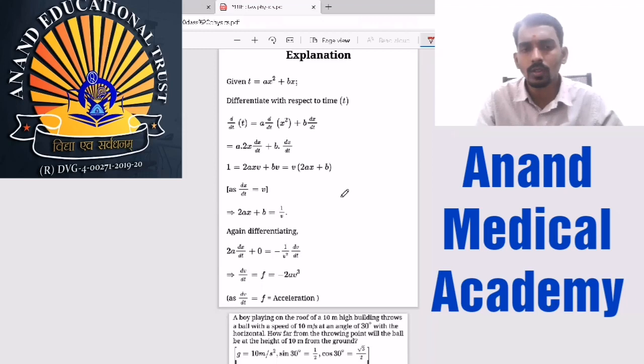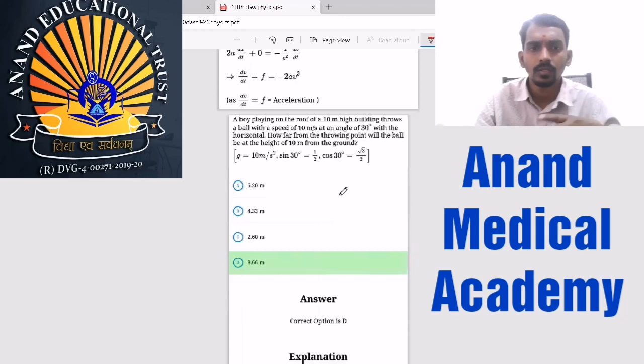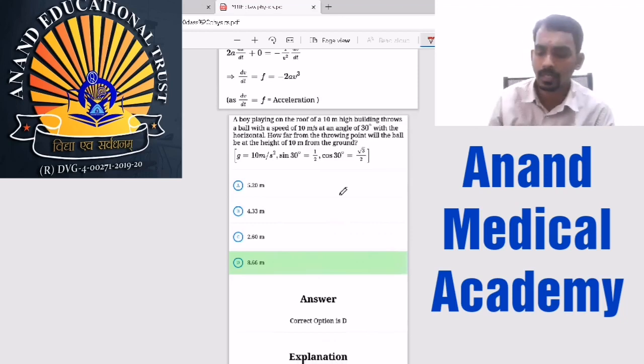Like big solutions, sometimes they may give a few difficult questions. So please try to understand the procedure. Here I have given the clear solution. Now, based on the same projectile motion, a boy playing on the roof of a 10-meter high building throws a ball with a speed of 10 meters per second at an angle of 30 degrees with the horizontal. How far from the throwing point will the ball be at the height of 10 meters from the ground?